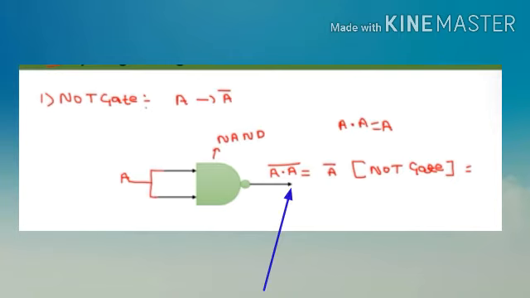So we will get (A dot A) bar. As we studied in Boolean laws, A dot A is equal to A. So we get A bar. And as we know, A bar is the Boolean equation of NOT gate. So in this way, we can derive NOT gate from NAND gate.